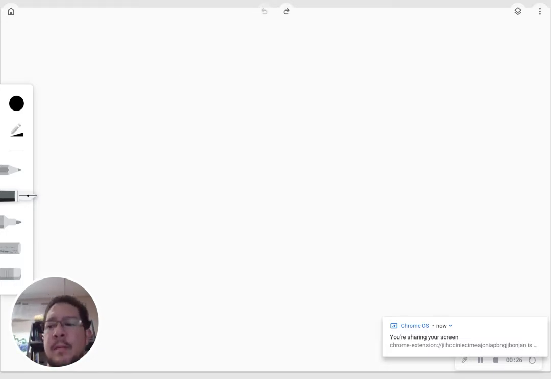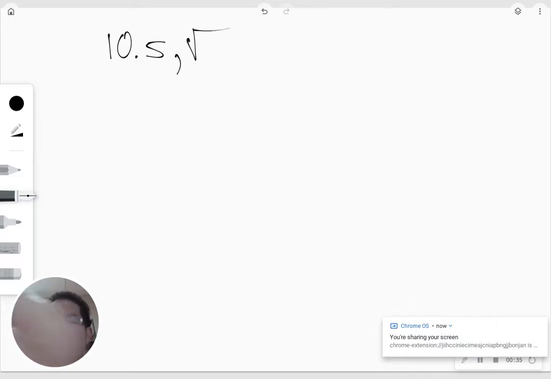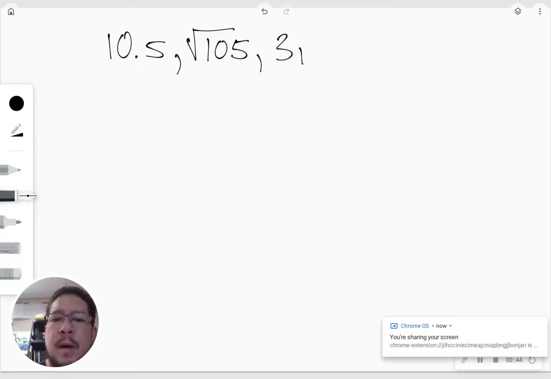So let's say we have a group of numbers here. Let's say we have these three numbers. We have 10.5, then we have the square root of 105, and the third number that we have is 3 pi plus 1. Well, I need to put these numbers in order from least to greatest. In order to do that, I'm going to need to do the same thing that we just learned previously. I need to make sure all of these are in decimal form.